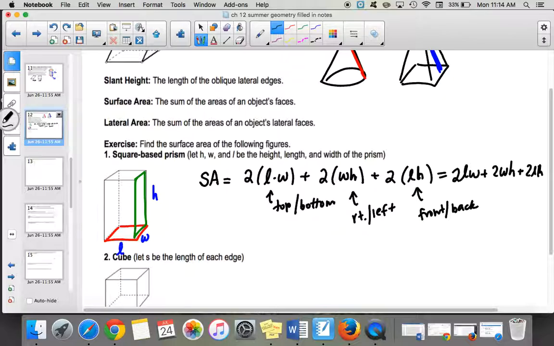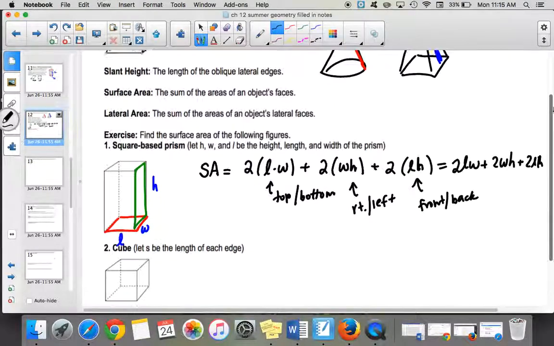You just break it up into its different pieces. I always talk about wrapping paper. Imagine I'm trying to wrap a gift. How much area would I need for the front, the back, the right, the left, the top, and the bottom? All of those areas added together create my surface area. Now, if I was just talking about the lateral area, it would only be the front, back, right, and left. Okay, so going around the shape, but not including the top and the bottom.